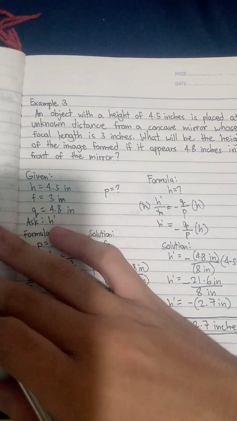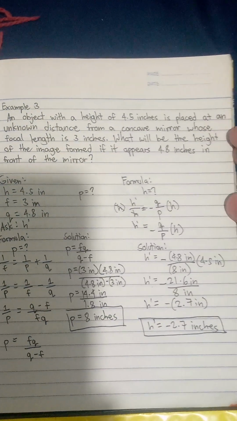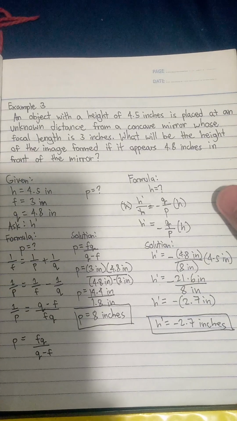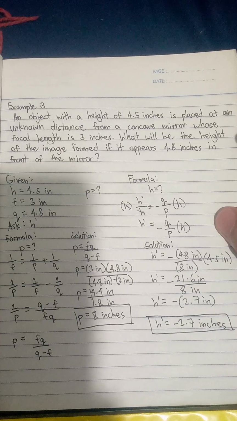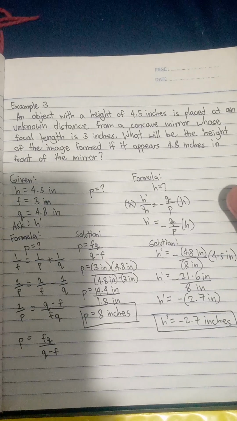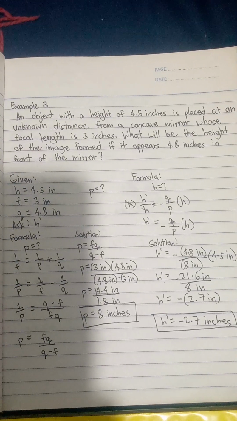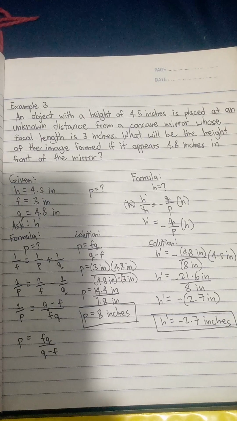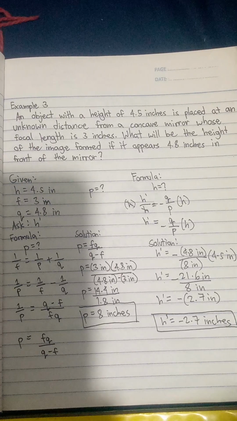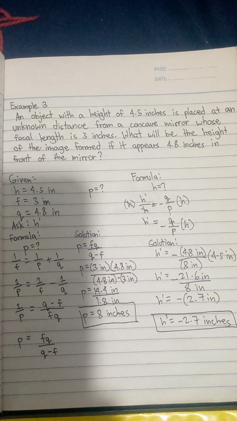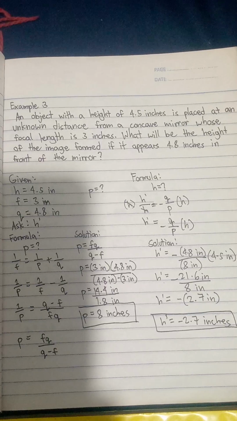But what if we use the two equations, the mirror equation and the magnification equation, in the same problem? Let us look at the problem. Example 3. An object with a height of 4.5 inches is placed at an unknown distance from a concave mirror whose focal length is 3 inches. What will be the height of the image formed if it appears 4.8 inches in front of the mirror?